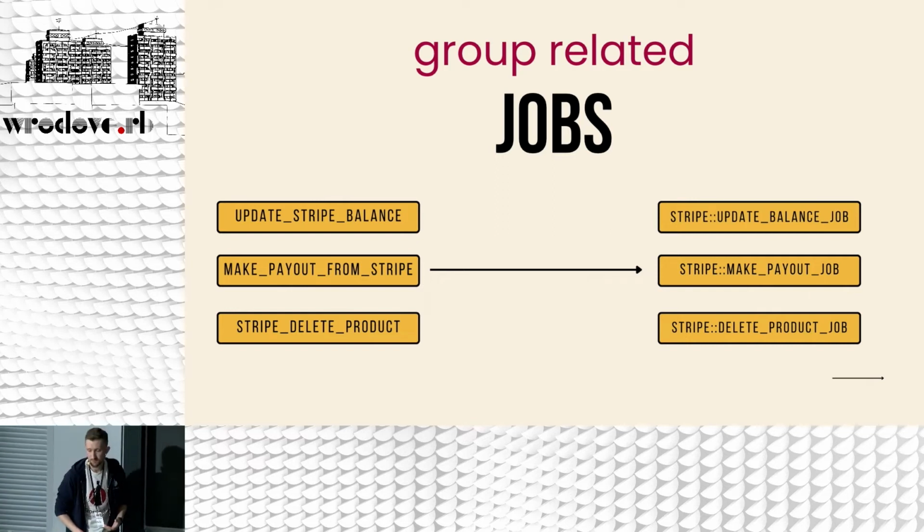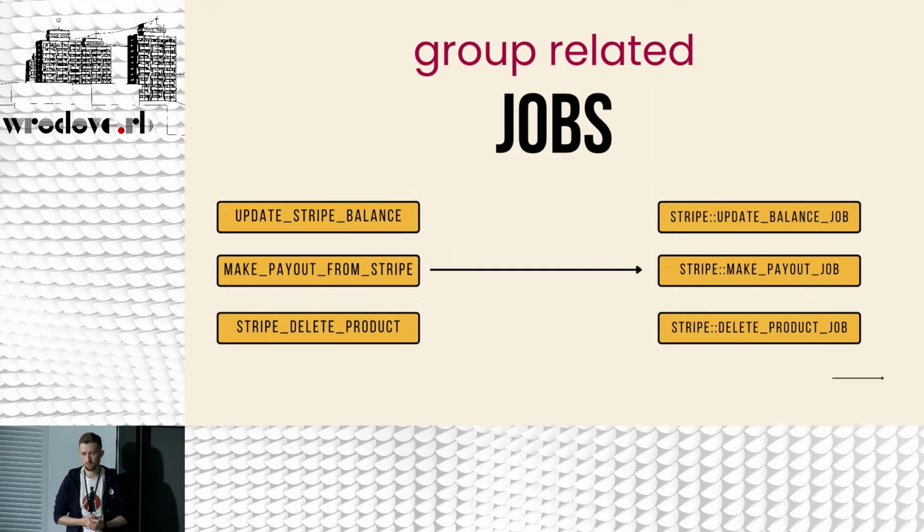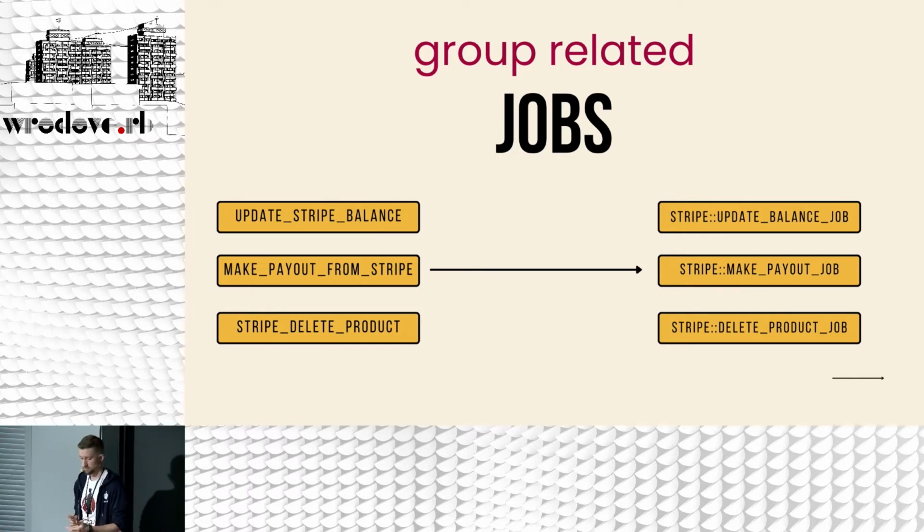And of course, if your jobs are related somehow, it's always good to create an additional namespace, put it in a separate directory, so you have a better clue about the context. In my example, Stripe is the thing that connects all the jobs, so I decided to give it an additional namespace.